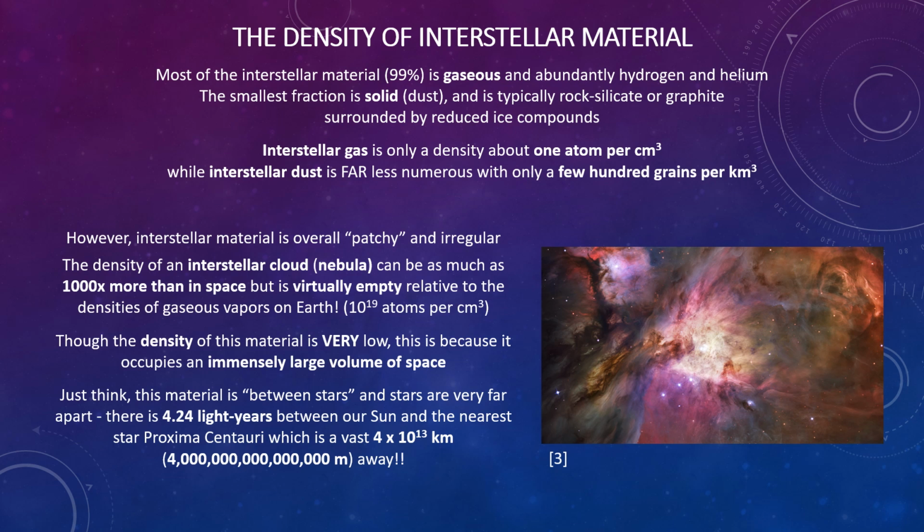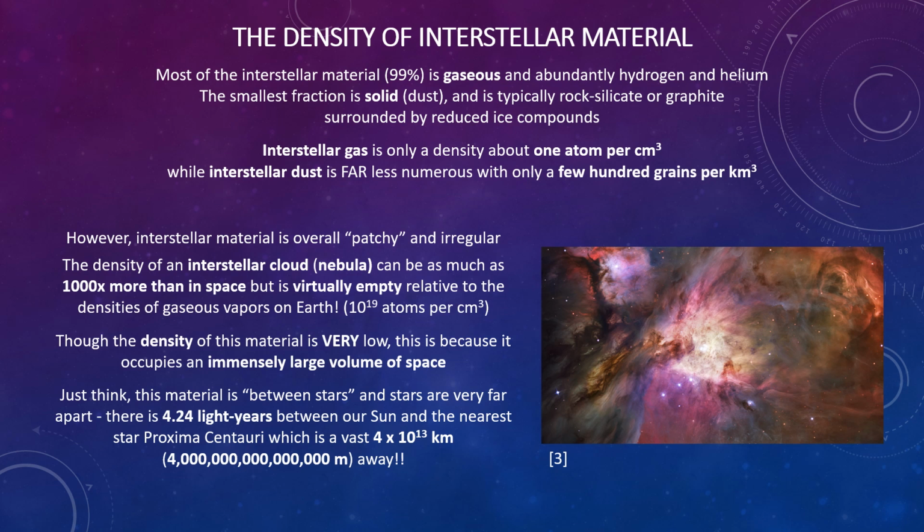However, the interstellar material overall is patchy and irregular. It's not very evenly distributed. Those previous numbers were just average numbers, and so that can be a little misleading. The density of an interstellar cloud, like a nebula, can be as much as 1,000 times more than that of normal space, but it's still virtually empty relative to the densities of gas that we have here on Earth, which is up to 10^19 atoms per cubic centimeter. So there's a huge difference between the densities of the air here on Earth and the densities of gases out in space.